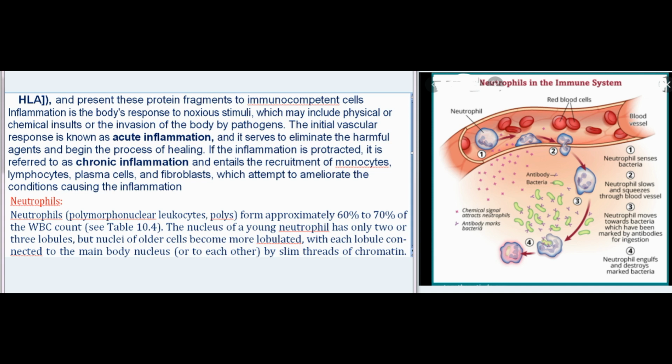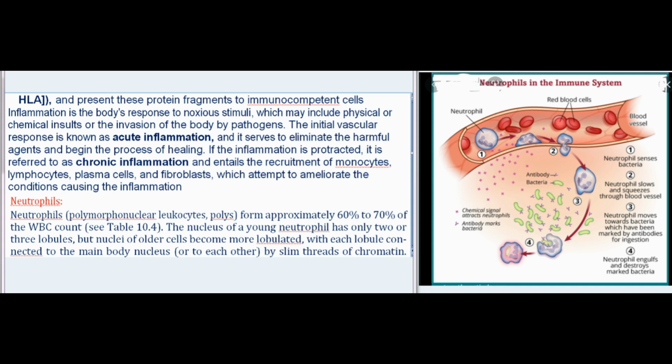Inflammation is the body's response to noxious stimuli, which may include physical or chemical insults or the invasion of the body by pathogens. The initial vascular response is known as acute inflammation, and it serves to eliminate the harmful agents and begin the process of healing. If the inflammation is protracted, it is referred to as chronic inflammation and entails the recruitment of monocytes, lymphocytes, plasma cells, and fibroblasts, which attempt to ameliorate the conditions causing the inflammation.